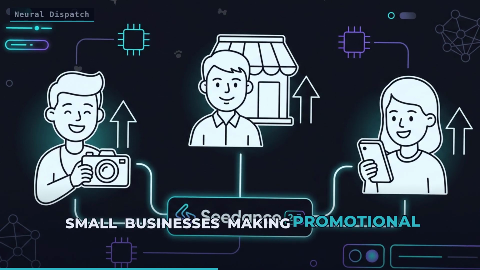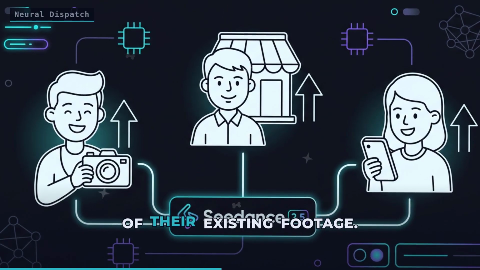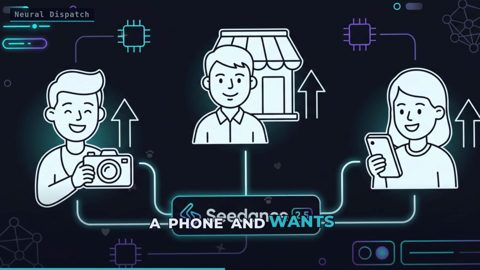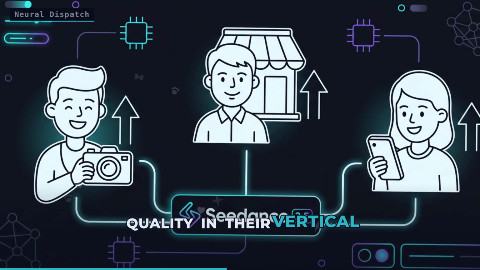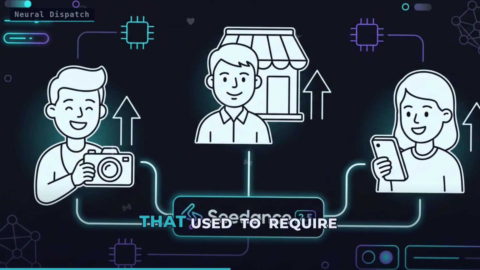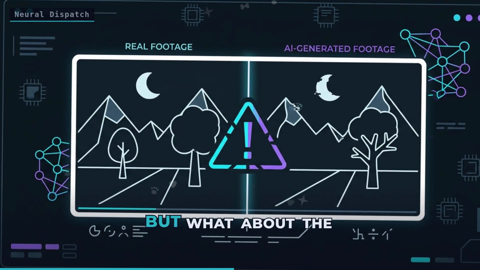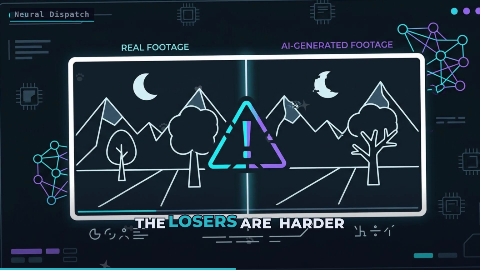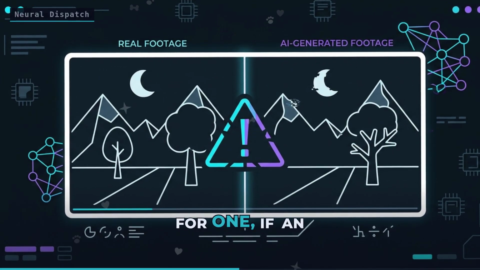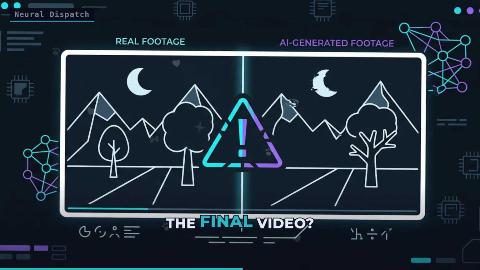Small businesses making promotional videos on a budget also benefit, as they can get more mileage out of their existing footage. Essentially, anyone who films with a phone and wants more control and quality in their vertical output gains. It democratizes sophisticated reframing that used to require dedicated camera operators or expensive post-production. But what about the other side of that coin? The losers are harder to pinpoint directly, but there are areas of concern. For one, if an AI is generating visual information, how real is the final video?